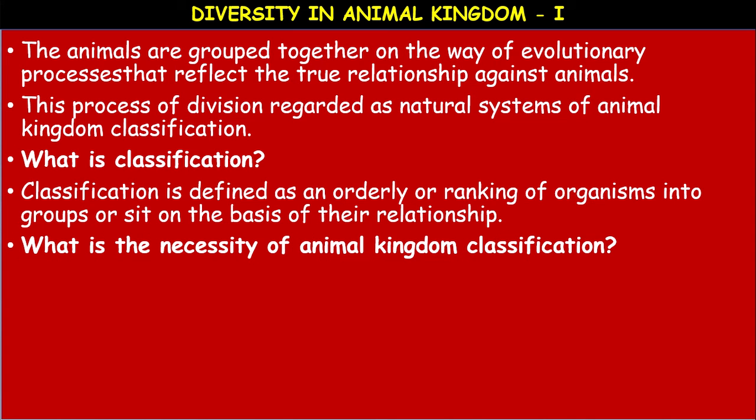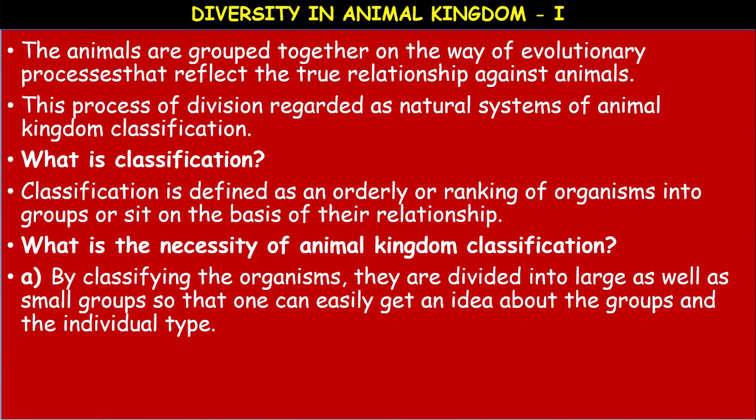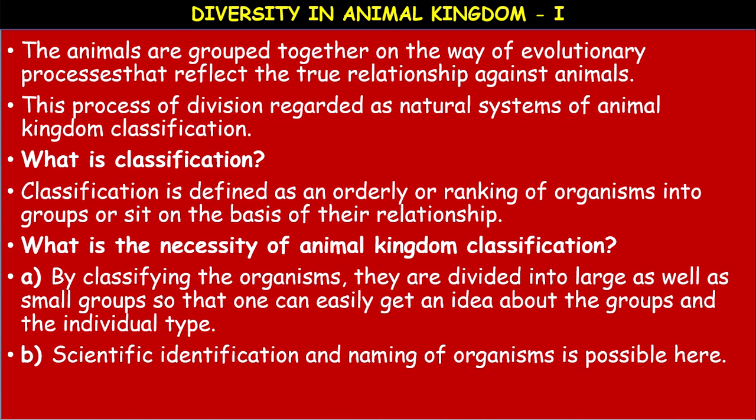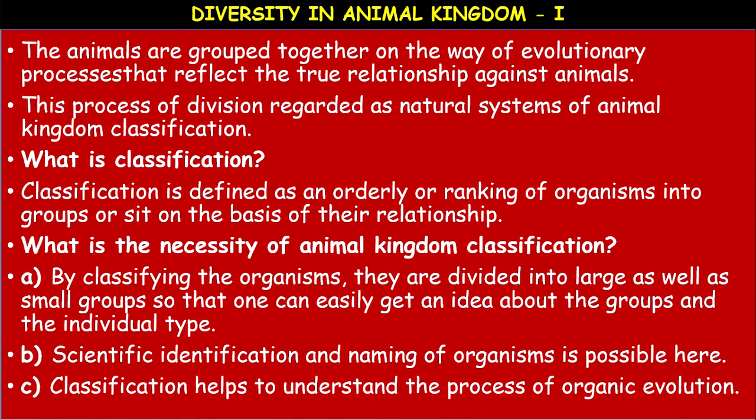Then what is the necessity of animal kingdom classification? Okay, to avoid the confusion and to study systematically, it is useful. Okay, by classifying the organisms, they are divided into large as well as small groups, so that one can easily get an idea about the groups and the individual type. The scientific identification and naming of organisms is possible here. Okay, once the organism is named, it will avoid the confusion. Classification helps to understand the process of organic evolution. Okay.